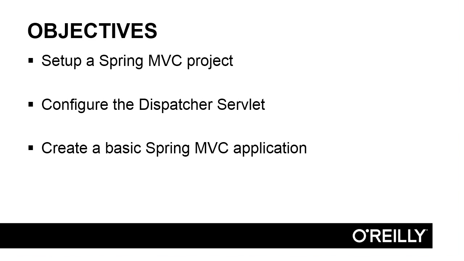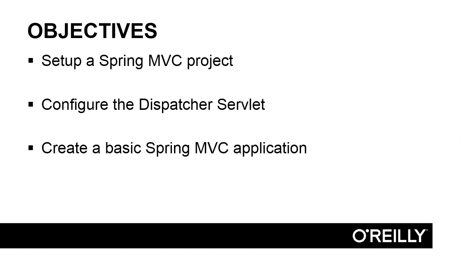After that, we're going to move on to configuring the dispatcher servlet and how it performs request processing. There are some different beans within the dispatcher servlet that we must configure in order to perform request processing through our controllers and in order to display our views. We'll put those beans in place, and eventually we're going to have a basic Spring MVC application.